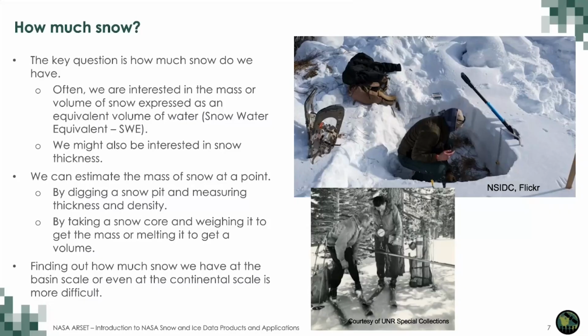Or, as you see in the bottom photograph, you can take a snow core and you can either weigh that or you can take the snow and melt that down. And these two hydrologists here are using what is called a Mount Rose or federal snow sampler, which is basically a long pole that cuts a core out of the snow and can then be used to measure snow mass or volume. So we can do that at a point, but finding how much snow we have at the basin scale and at the continental scale is a little more difficult. And that's really where remote sensing comes in.